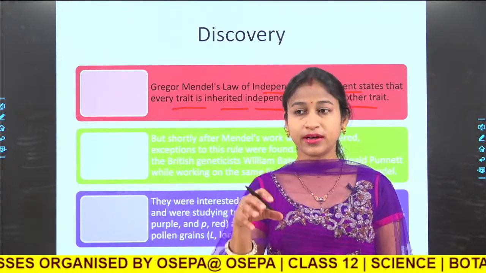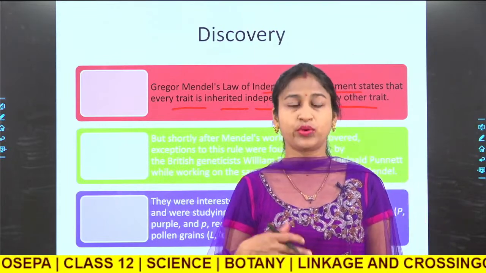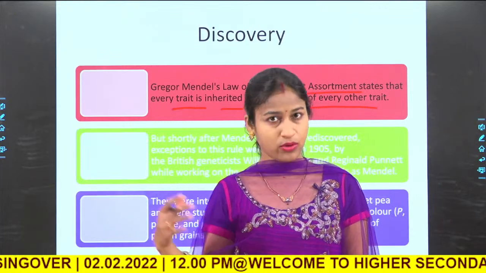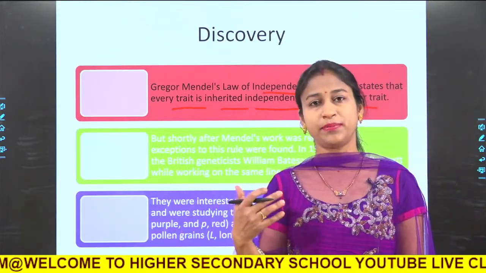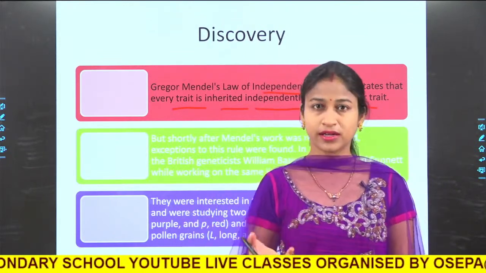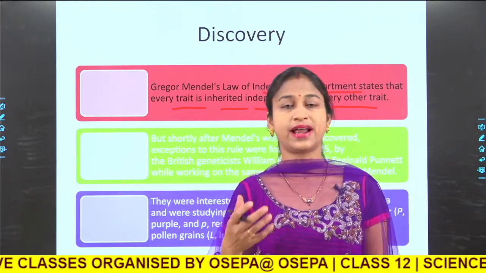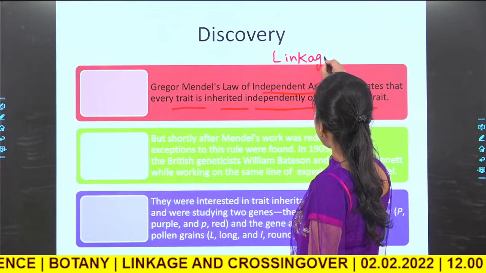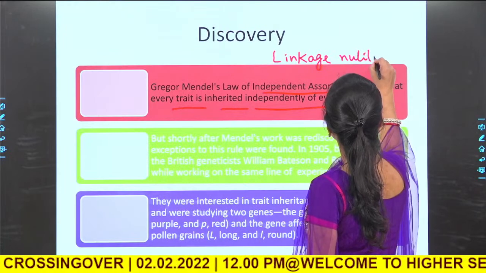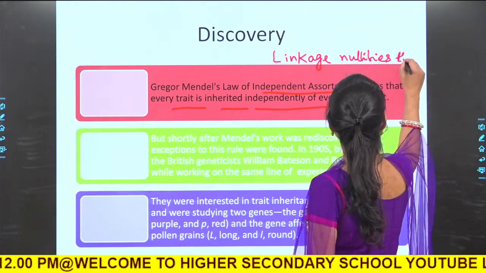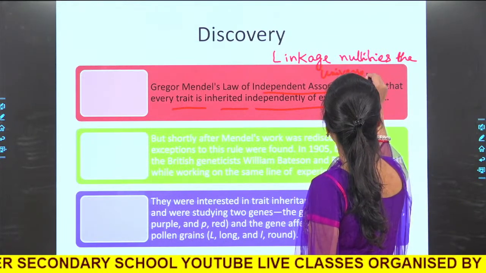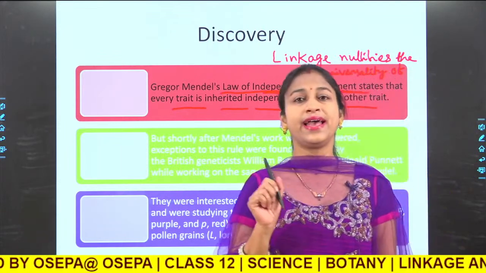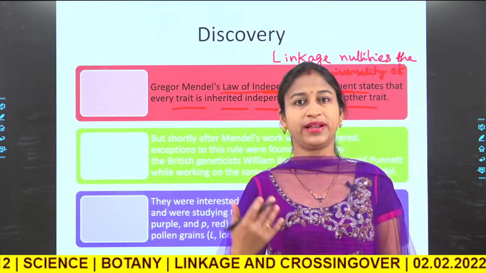Here is the first experiment of Bateson and Punnett on sweet pea, which could not explain the theory exactly, but they described it as a kind of coupling and repulsion, which we are going to discuss in the next slide. Because of this coupling and repulsion, while working on Lathyrus odoratus, they proved that some of the traits are linked together. So, the concept of linkage nullifies the universality of the law of independent assortment. The law of independent assortment is not universal because of linkage and crossing over.